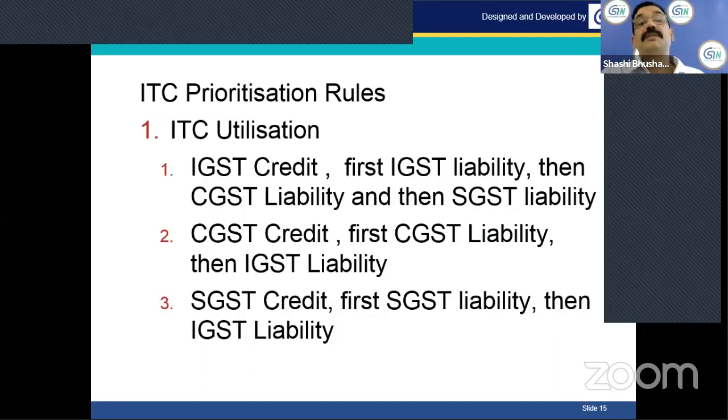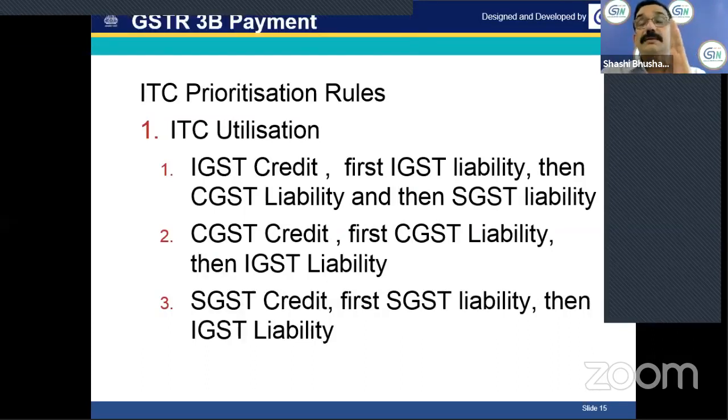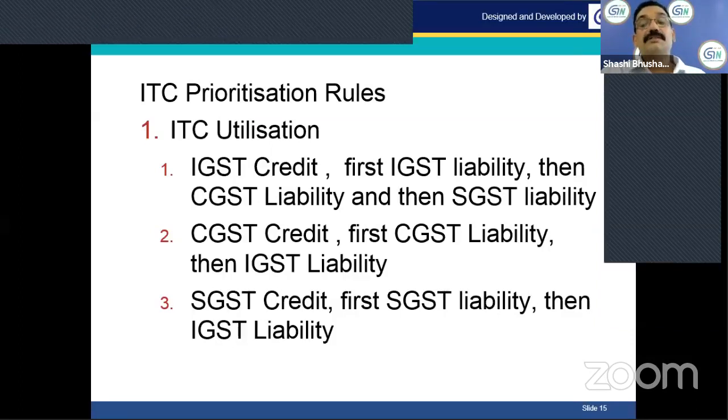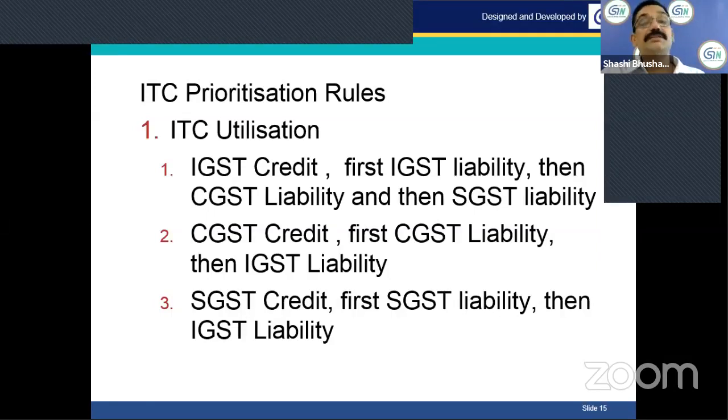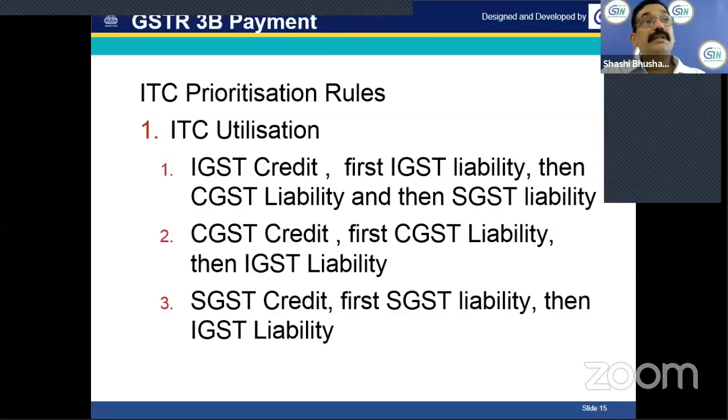One thing which I think all taxpayers will have to get familiarized with, and it is new, is that there is a prioritization rule for utilization of ITC. IGST credit can be first utilized only for IGST liability, and then CGST liability, and then SGST liability. Similarly, CGST credit has to be first utilized for CGST liability and then IGST liability, and similar is the provision for SGST credit. These utilization rules have been built into the application, and you have to be cautious while furnishing these details.